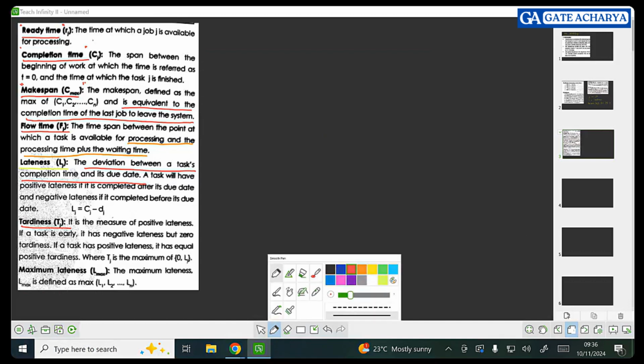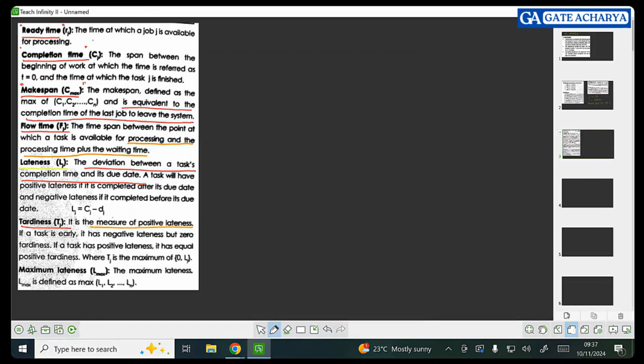Simple. It's a measure of positive lateness. If the task is early, it has a negative lateness, so at that time you have to consider 0. If the task is finished early, negative lateness will come, and at that time your readiness is 0. Next, if the task has positive lateness, it has an equal positive readiness. Right. Next, maximum lateness. The maximum lateness Lmax is defined as the maximum of L1, L2, L3, and so on.